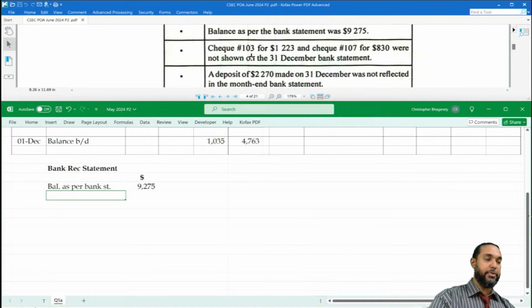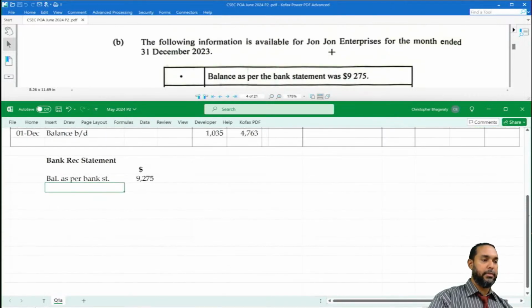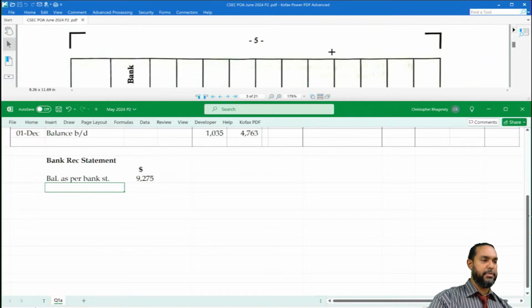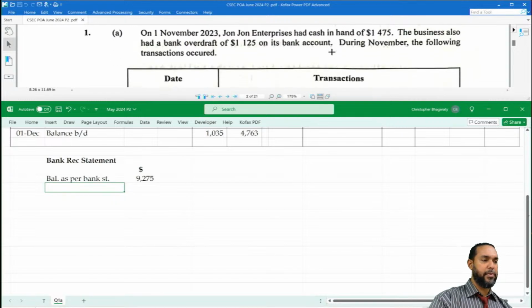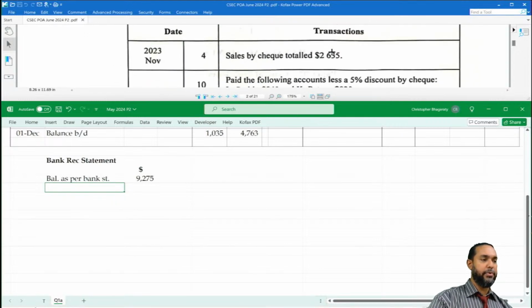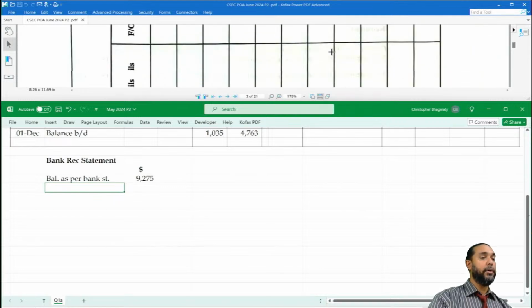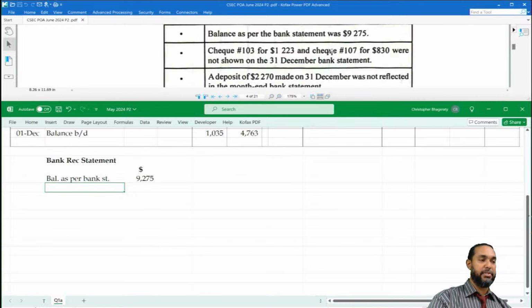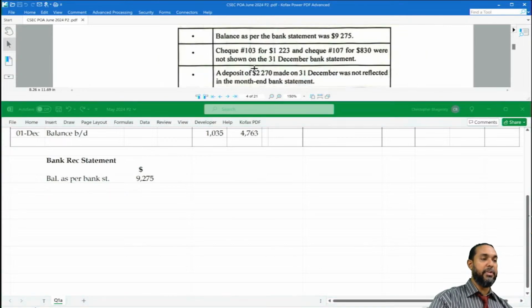Now these two, so check 103 and 830. So do we have 103 and 830? No. Okay, cool. Hold on. Oh, that's for 31st December. What was the cash book for again? For the same period? That was for November. Oh, okay. Oh, interesting. So they weren't tacking it onto the cash book. This is just a pure bank rec, unrelated to the question above.